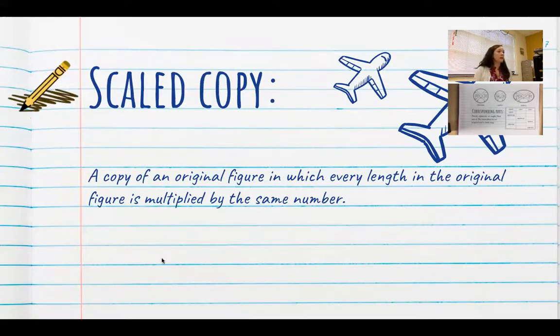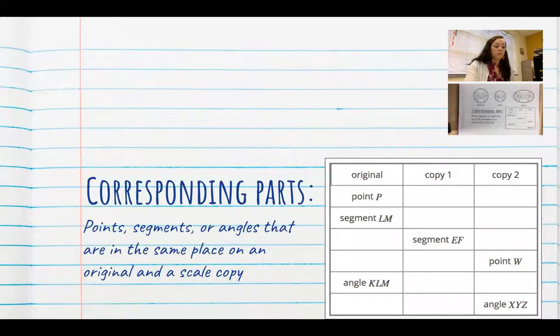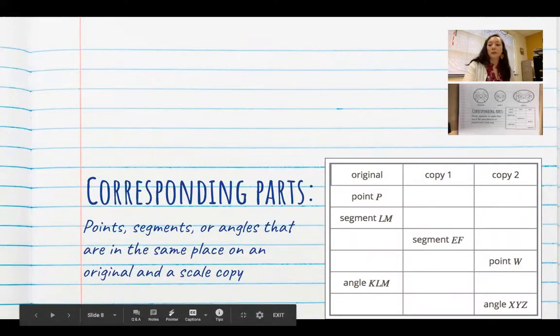So let's just review what a scaled copy is. A scaled copy is just a copy of an original figure in which every length is multiplied by the same number, okay? And we already talked about that yesterday with our scaling F, and you guys did a great job with that.